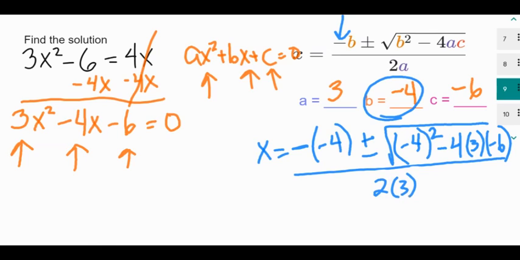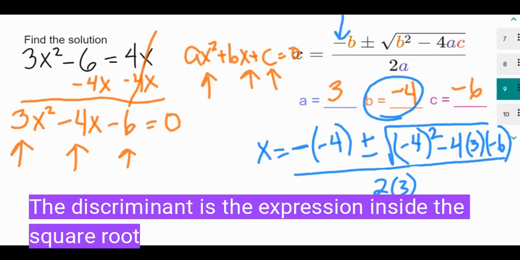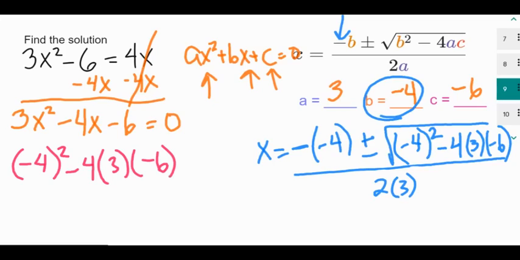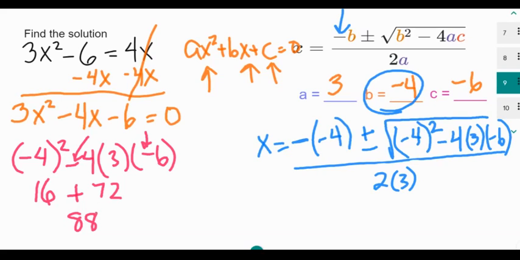Okay, again, I'm going to take the discriminant and simplify it on the side. So here I have my discriminant, and I am going to figure out what it is. I have -4 squared, which is -4 times -4. That's positive 16. I have a minus and another minus, so that's going to give me a plus. And I need to figure out what 4 times 3 times 6 is, and that gives me 72. So that's 88. Okay, so my discriminant is 88.